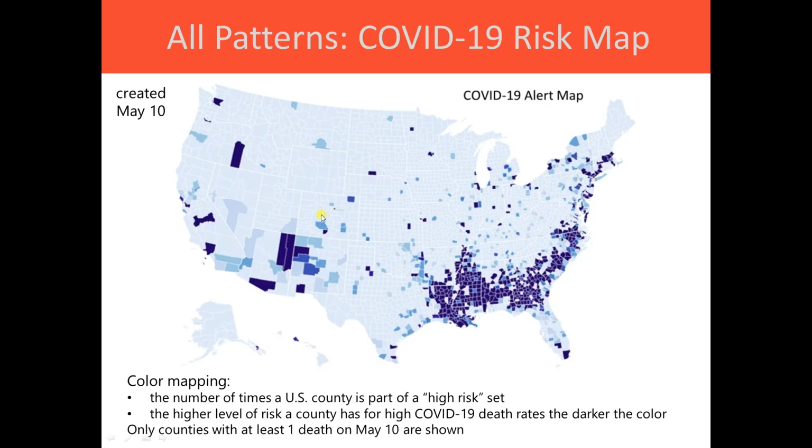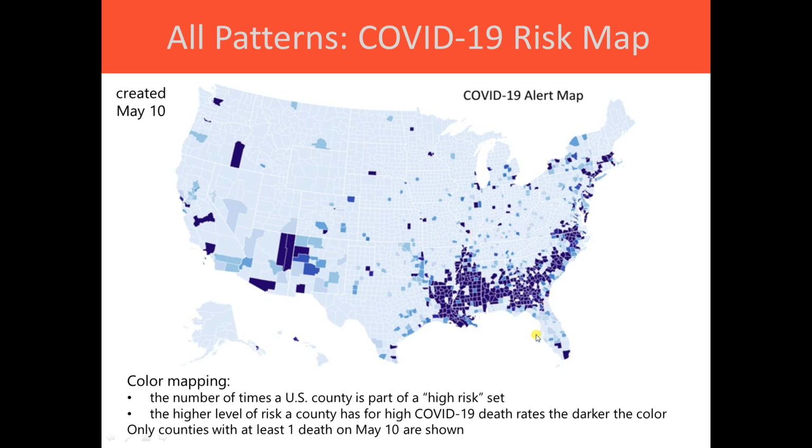These are all the patterns we found on May 10. These are only the counties that have at least one death in May. So when you look at the maps nowadays that show you the most stricken counties or areas in the United States, this matches really, really well. But we found this already in May or even earlier.